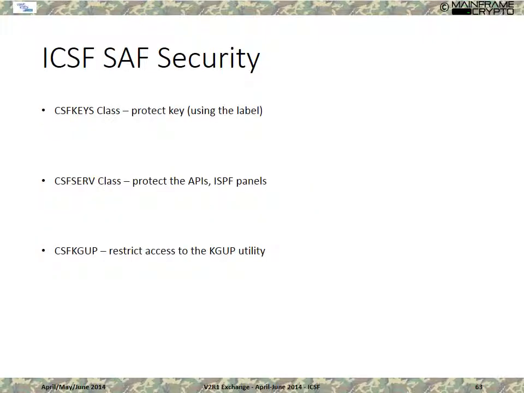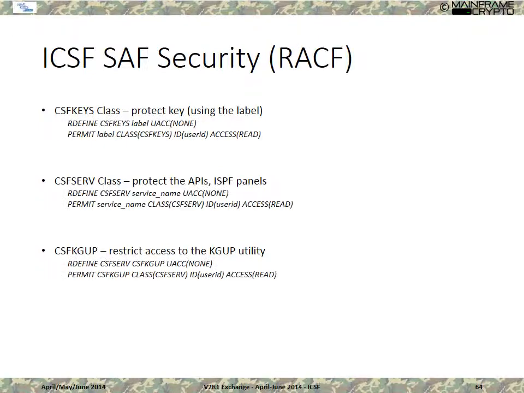I'm going to turn the page a little bit here and talk about SAF security. We've talked about this as we went along. There's three types of resources you can protect within the ICSF environment. You've got the CSFKEYS class, so you can protect using the key label. You can protect some of the APIs. Not all of the APIs have this capability, but many of the APIs and some of the ISPF panels can be protected by specifying the CSFSERV class. And then lastly, we have KGUP. You can restrict who can invoke the KGUP utility. You probably don't want just anybody being able to generate keys or delete keys, so you probably want to restrict access. The next couple slides talk about the various security environments.